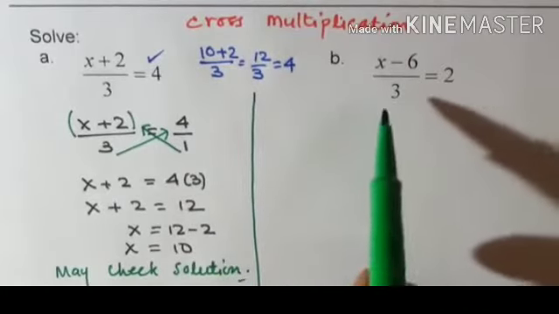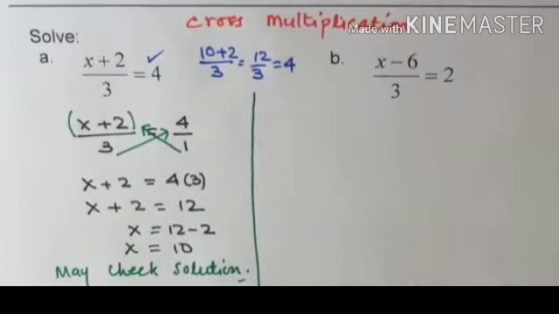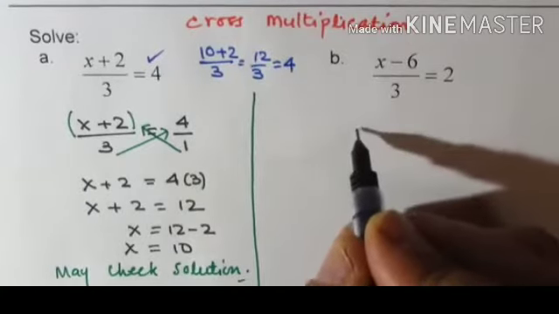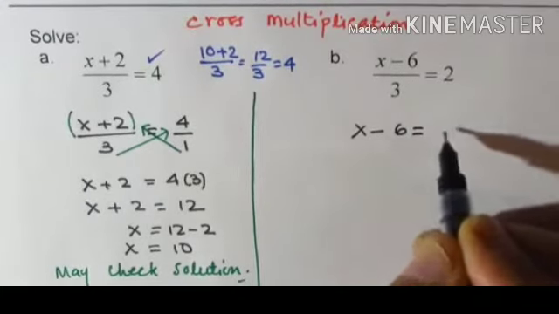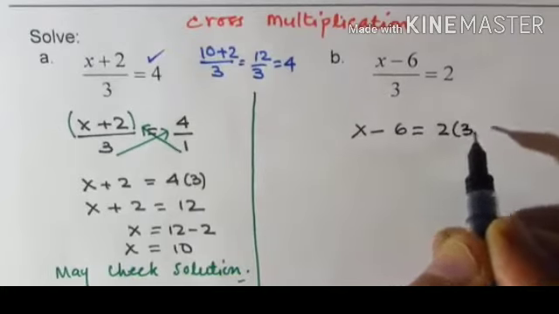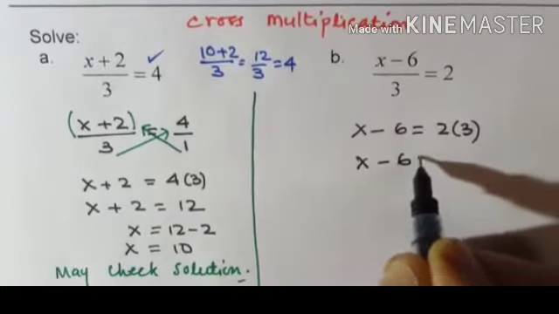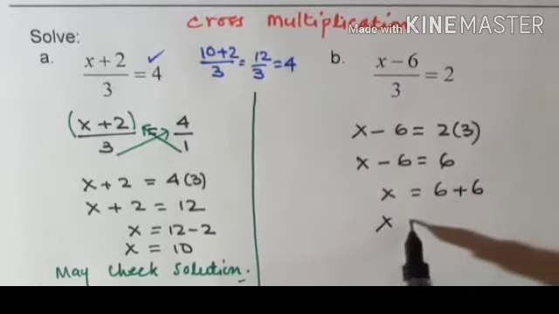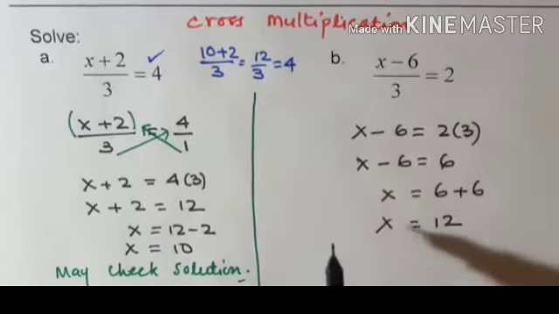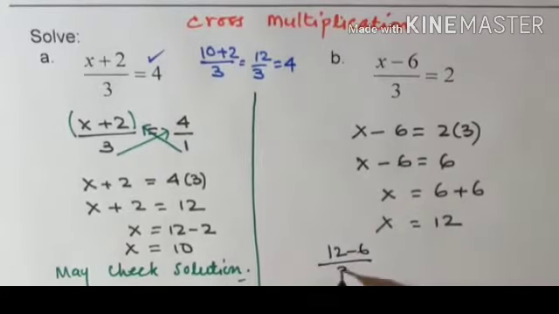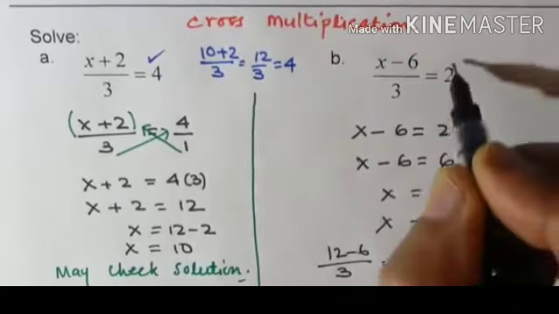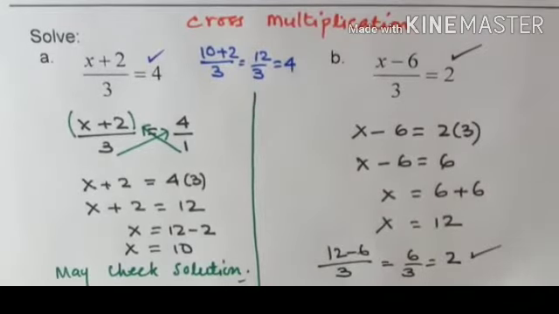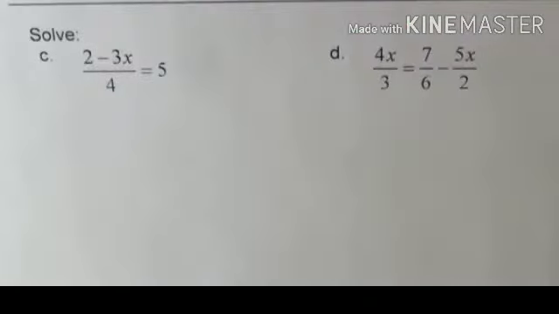Okay. So I think the technique is absolutely clear. Let's apply it once again. So we get x minus 6 equals 2 times 3. So that is x minus 6 equals 6. x equals 6 plus 6. So x equals 12. And you can check your answer. 12 minus 6 over 3 is 6 over 3, which is indeed 2. So that's what you expected. Correct. Okay. So we have another similar kind of equation.